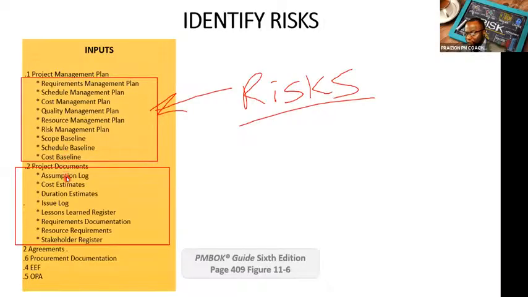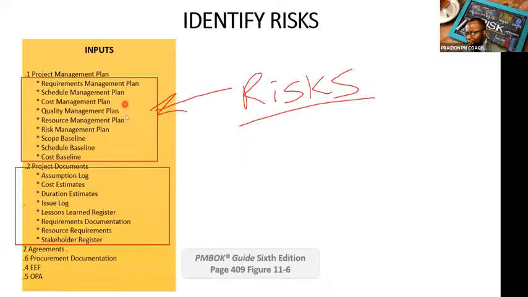Next, we want to look at our assumptions. We want to do an assumptions and constraints analysis to make sure that these are really valid, that we didn't miss anything. We want to take a look at our various estimates to see if there are risks hidden in our cost and duration. We want to take a look at issues at hand and see if that generates any risk discovery. Lessons learned from previous projects could help us discover risks on this one. Requirements documentation could also give rise to identifying risks, as could resource requirements and the stakeholder register, because we're going to call these folks in to help us identify the risks anyway.